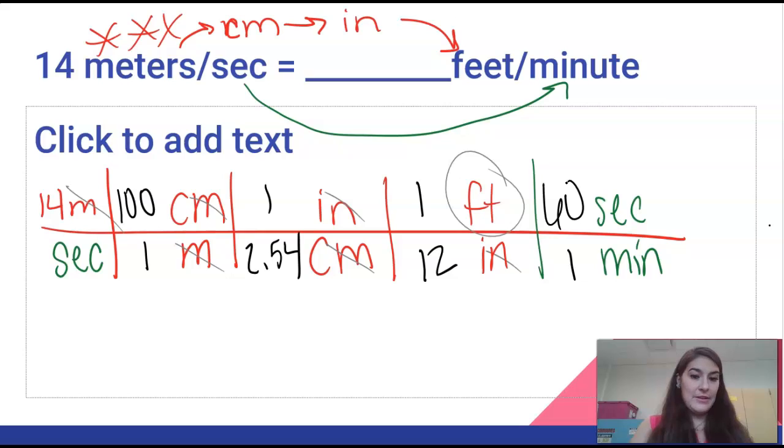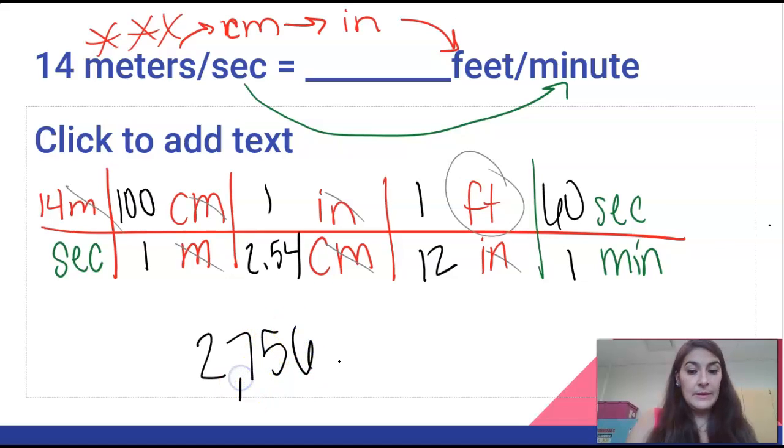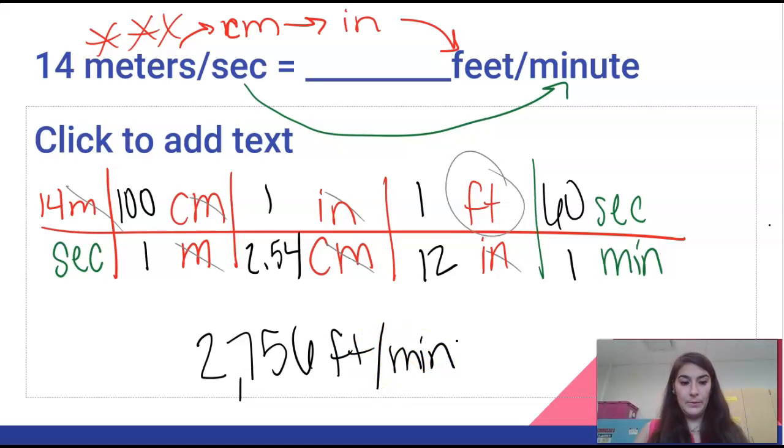So reminder, everything on top I am multiplying by, so 14 times 100 times 60. Everything on the bottom I'm dividing by, so divided by 2.54, divided by 12. Don't need to deal with those silly little ones. 2, 7, 5, 6. And that is going to be feet per minute. Okay?